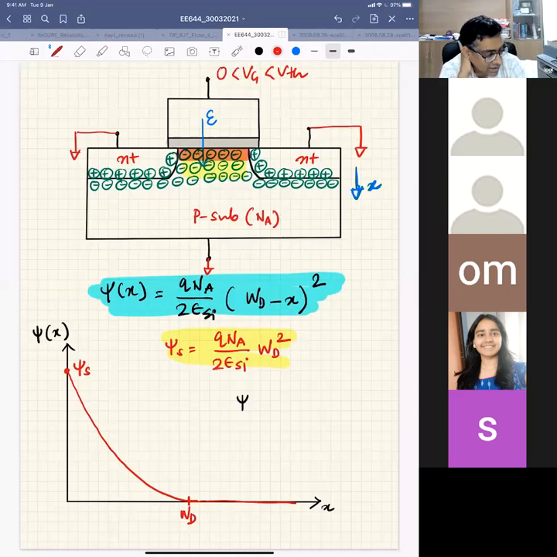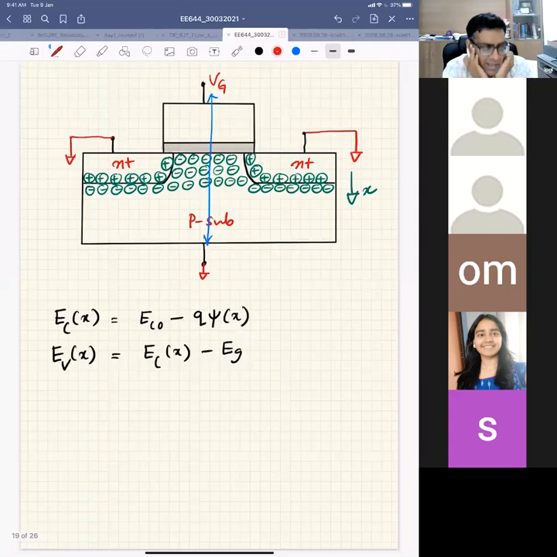So the inversion condition is nothing but when the number of electrons at the surface becomes equal to the number of holes in the body. It's like I had n number of holes, but now I have n number of electrons. So the surface has inverted from a hole majority region to an electron majority region. That's what we call the inversion region. Okay, so this we know.